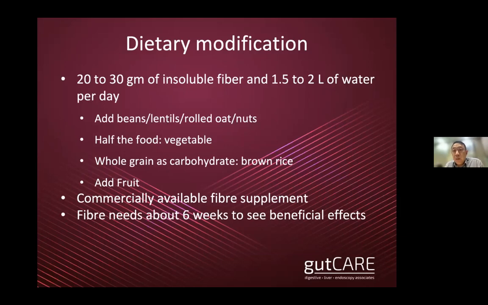That's a lot of fiber. So practically, how do you tell patients to eat so much fiber? Basically, add beans, lentils, raw oat, and nuts into their diet. These are all very high fiber food. Half the food that they consume, half the plate, should be vegetable, right? And the grain, right? Instead of rice, they eat brown rice. Instead of bread, they eat wholemeal bread and so on. And on top of that, you eat fruits. So when you eat like that, you're more likely to get enough fiber in your diet.